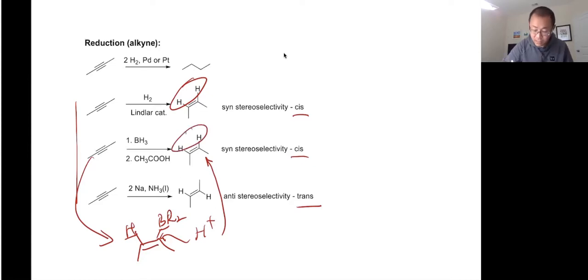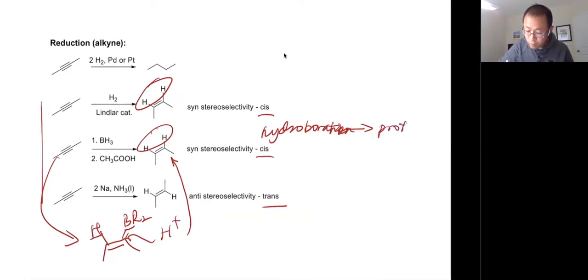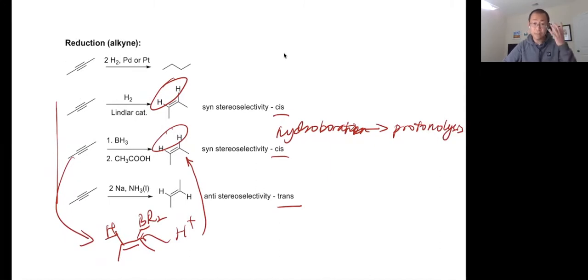We call this reaction hydroboration followed by protonolysis. Okay, protonolysis. 2-step, treating with hydroboration and then followed by acetic acid. You can replace the B with a hydrogen.